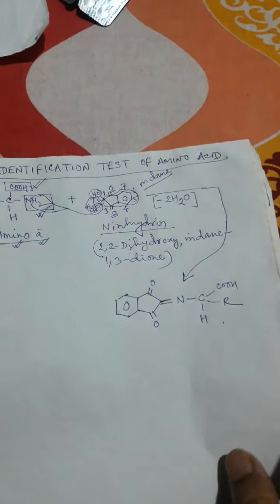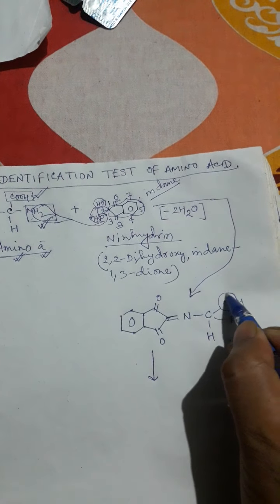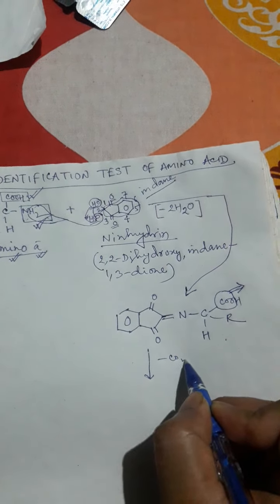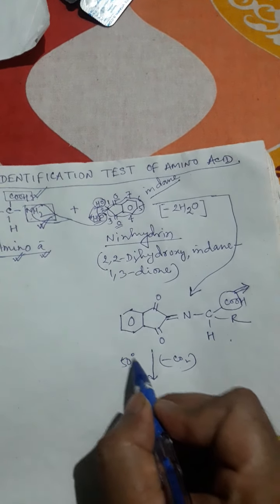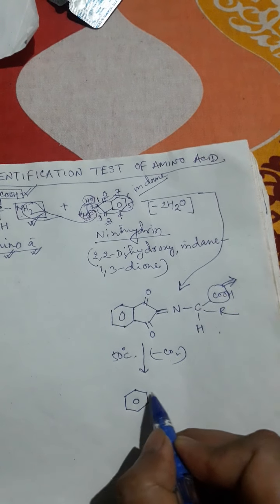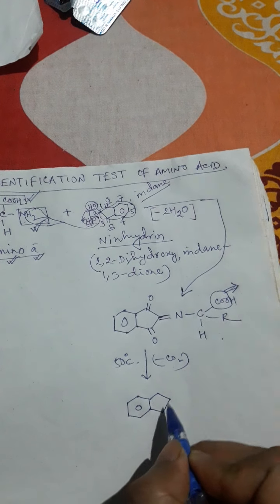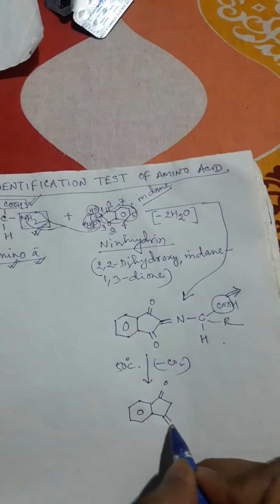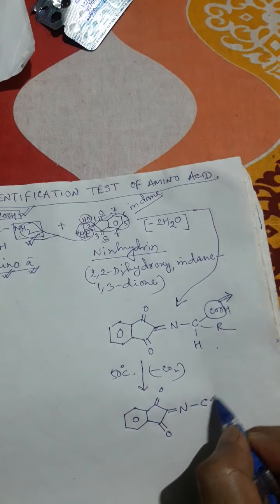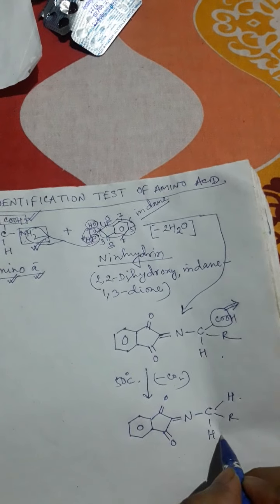Now the second step, what will happen? This CO2 molecule will be eliminated from here. It happens just by heating at 50 degrees Celsius. So what will be the product? All remains the same, only COOH will go out, and here only H remains. Okay, the other is the same. Got it?